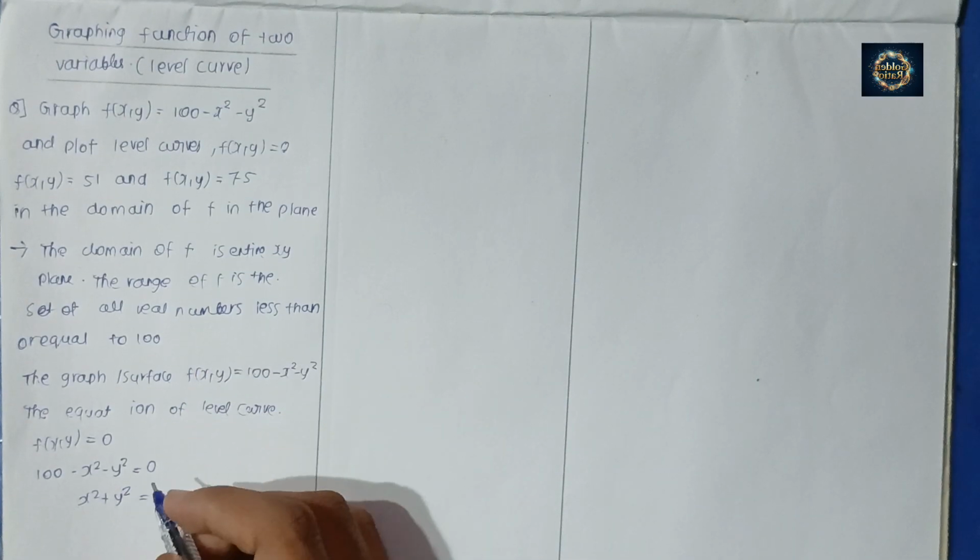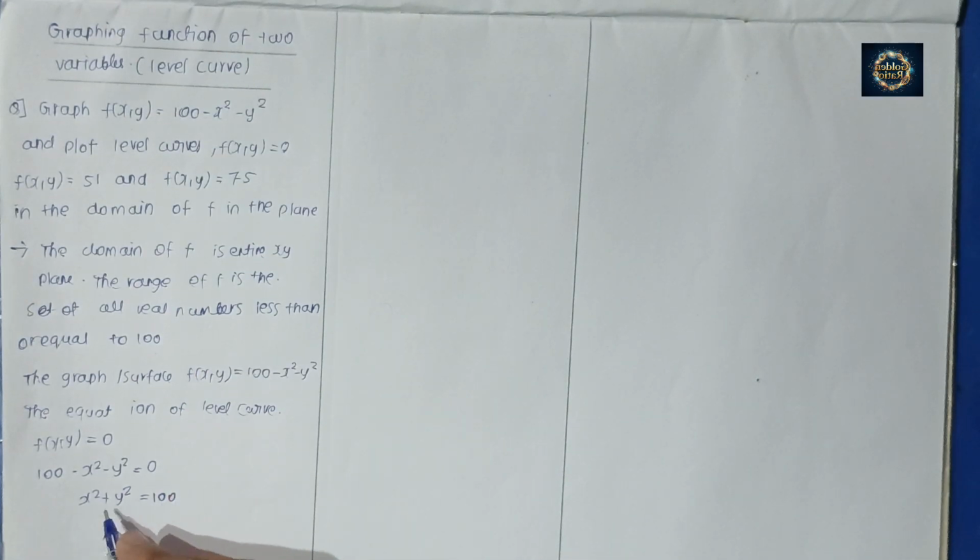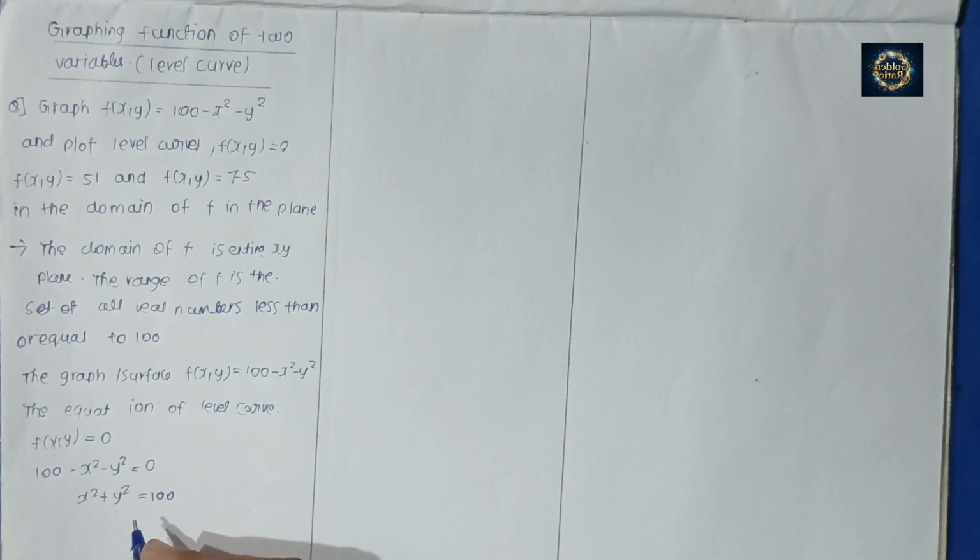It is in the form x square plus y square equal to r square, which is the equation of the circle centered at the origin, where r square is nothing but the radius squared. When we compare that, we can make out that it is a circle. It is the equation of the circle with radius 10.